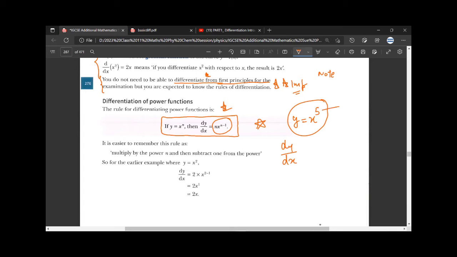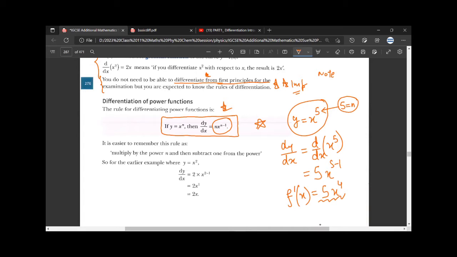What is n in this case? The n is 5. This is my n. Avantika, is it making sense? Yeah. So the answer of dy by dx of x raised to power 5 would be 5x raised to power 5 minus 1, that is 5x raised to power 4. Is it making sense? I can write this as f dash x also.